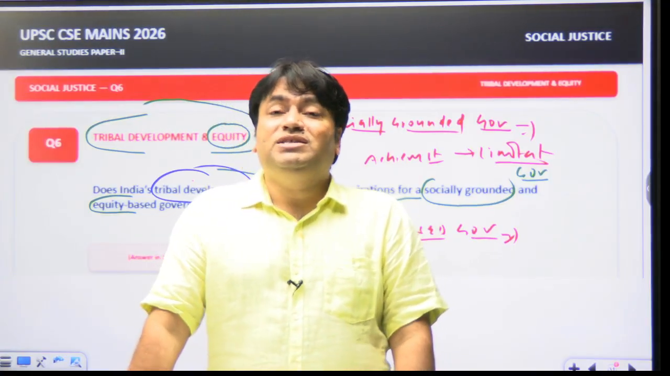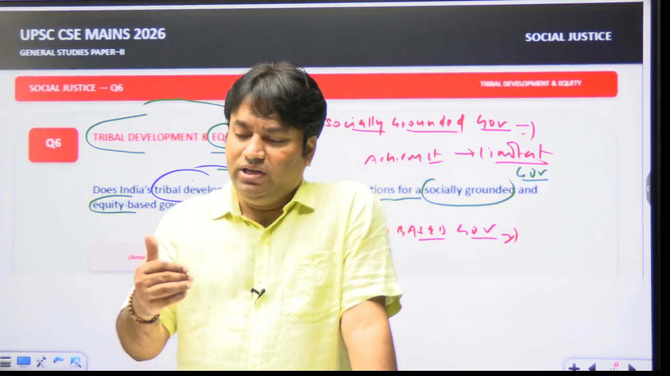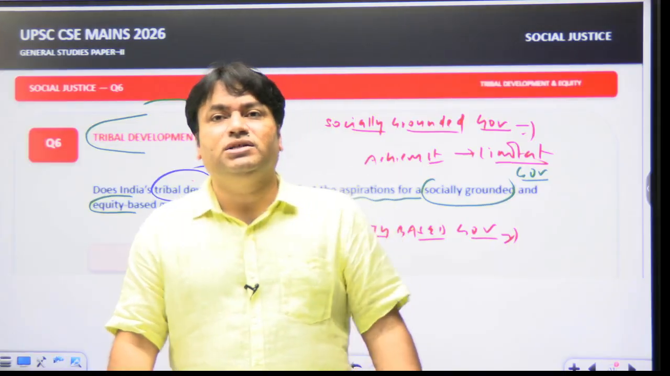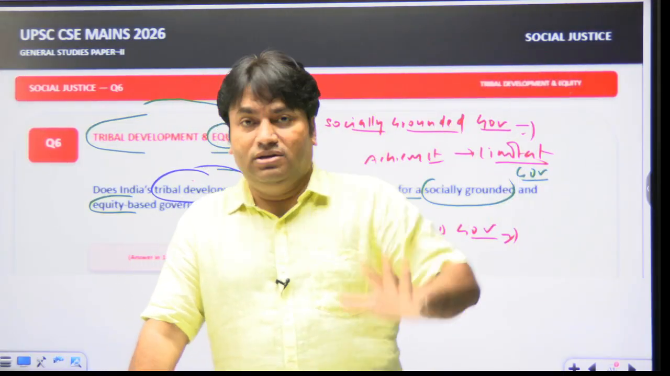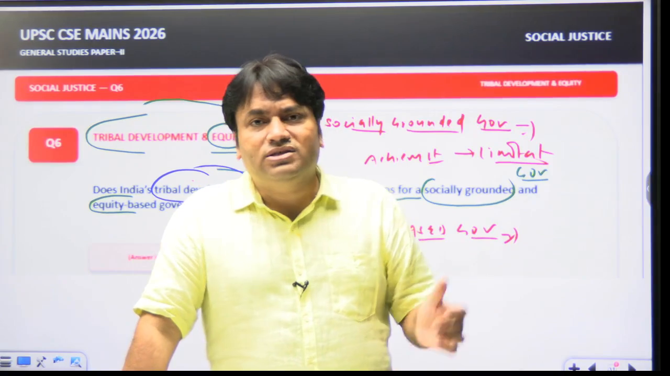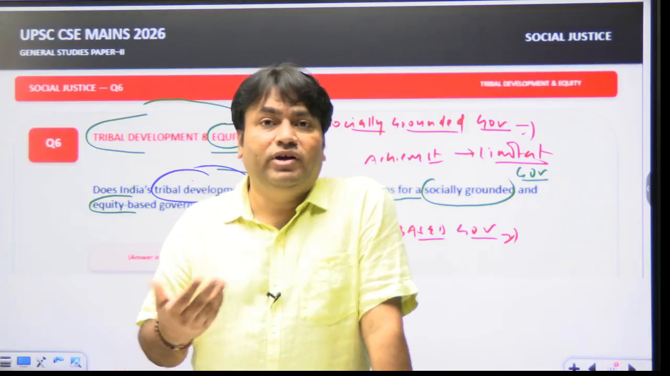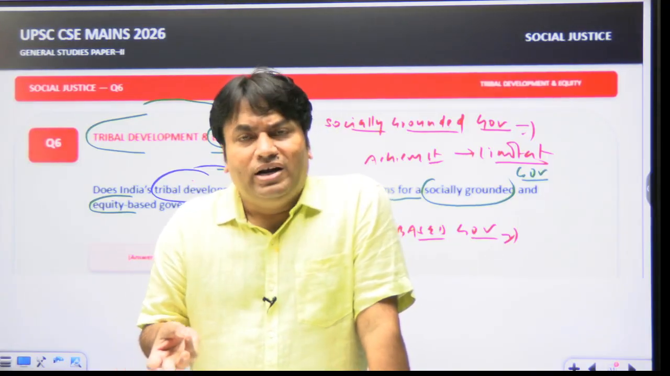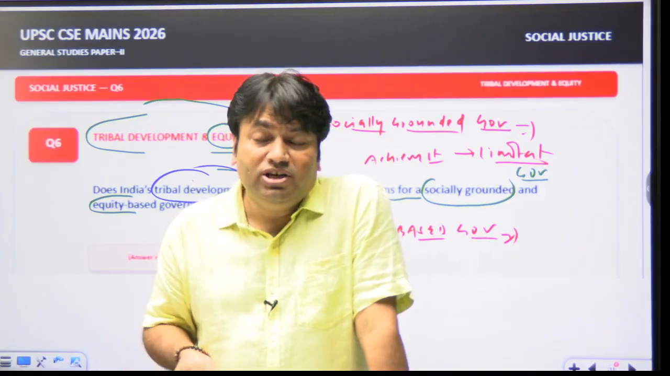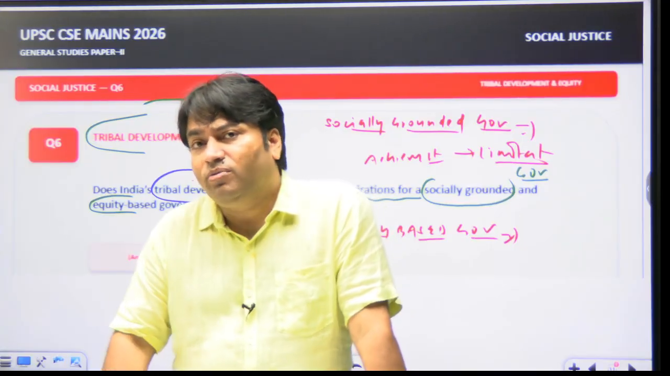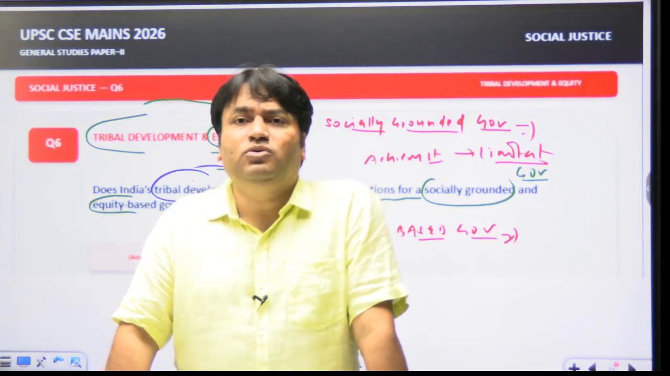Now equity means not only equal treatment, but also addressing historical deprivation and the unequal starting point. That is the concept of equity. Now governance, when we talk about governance, obviously we will talk about participation, accountability, rights, and implementation and delivery of public services, right? So all this we have to answer.